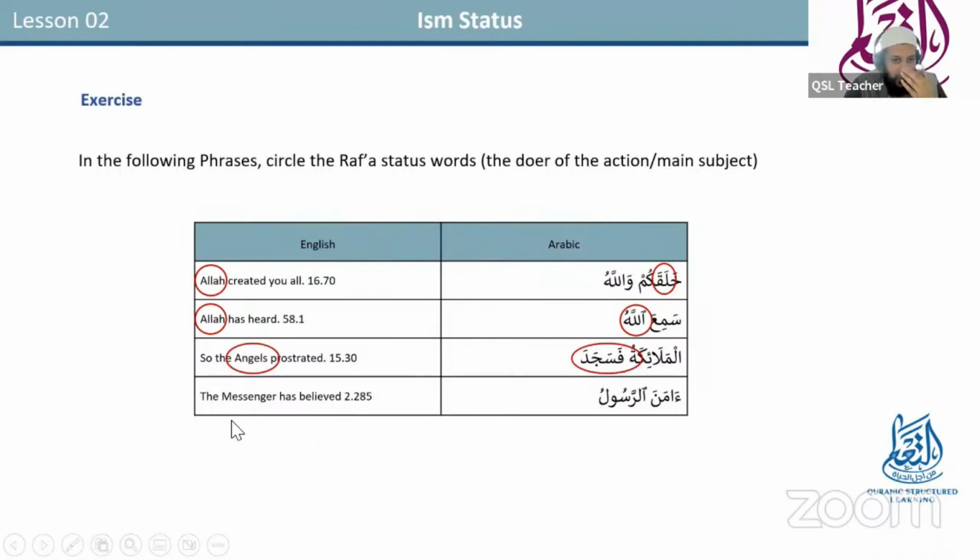Okay, the messenger has believed. Amana rasulu. The messenger has believed. The action word is believed. It's stuck in the past tense, so that's the fi'l. And who's doing the believing? Clearly, it's the messenger. So therefore, ar-rasulu rafa'. So in all four examples, you can clearly see what is the action word and who's doing that action. The first two examples, the word Allah, rafa', and the third example is the angels, al-malaika, and the last example, the messenger, is rafa'.